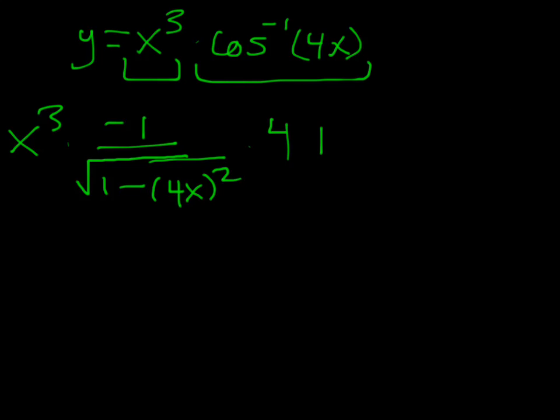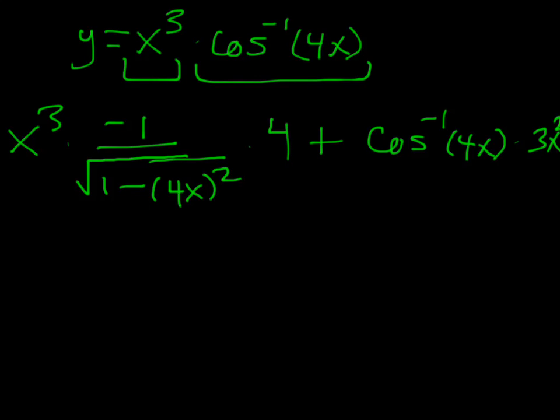So then I have plus, and then I just have cos negative 1 of 4x times, I'm running out of space here, the derivative of x to the 3, which is just 3x squared. So I fit it in there pretty close.